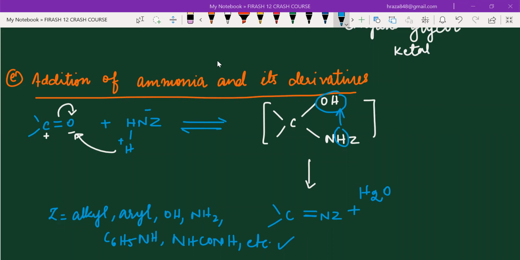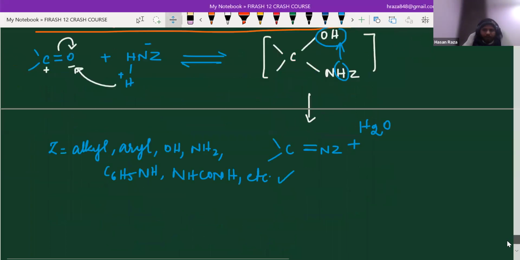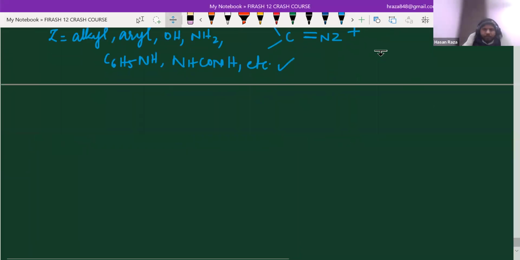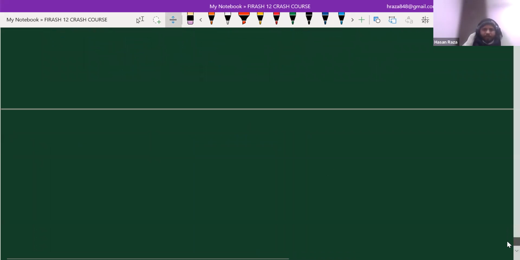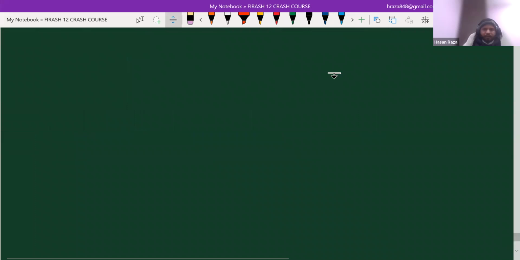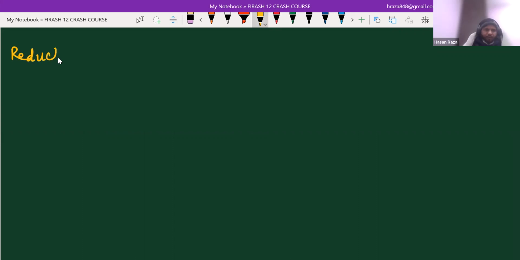Done. Very good. So here our electrophilic nucleophilic addition reaction is completed. Now the next reaction is basically about reduction. And one of the reactions we already studied in the previous chapter. So write a reduction. The first one was nucleophilic addition reaction. Now we are going to talk about this reduction.